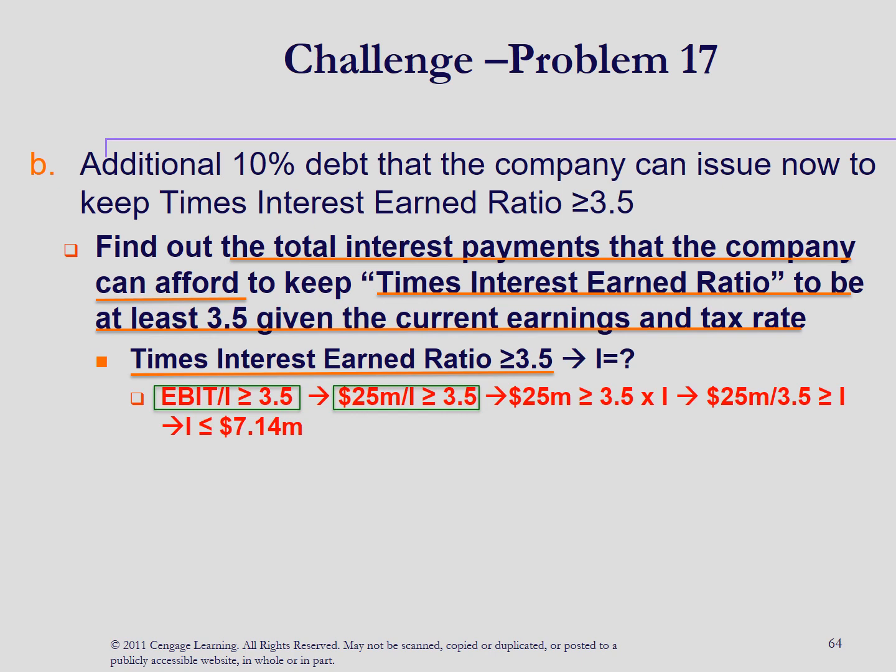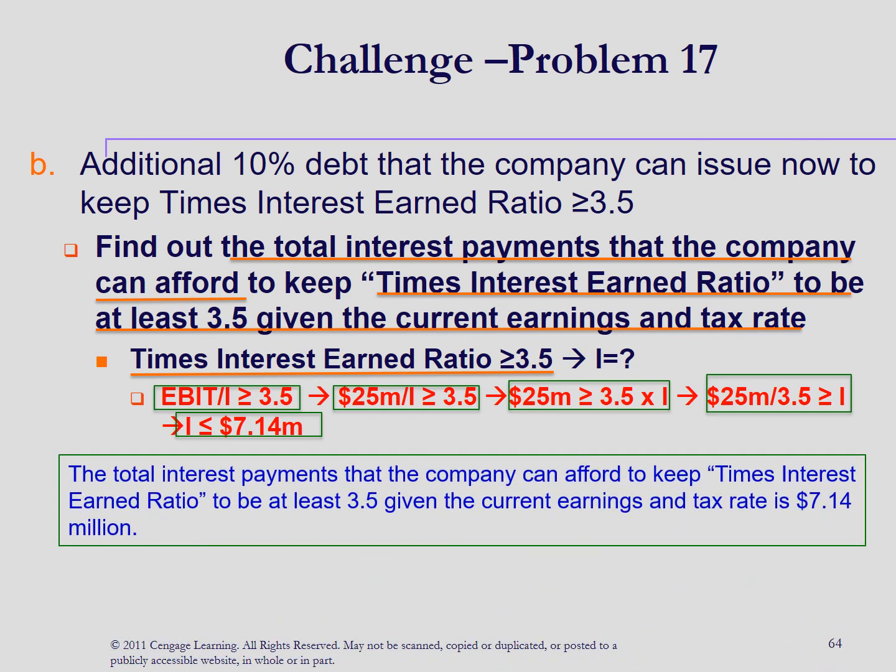So, $25 million divided by interest charges is greater or equal to 3.5. Multiplying both sides by interest charges, we arrive at $25 million is greater or equal to 3.5 multiplying interest charges. Dividing both sides by 3.5, we arrive at interest charges are less than or equal to $25 million divided by 3.5. That is, interest charges are less than or equal to $7.14 million. So, the total interest payments that the company can afford to keep times interest earned ratio to be at least 3.5 given the current earnings and tax rate is $7.14 million.